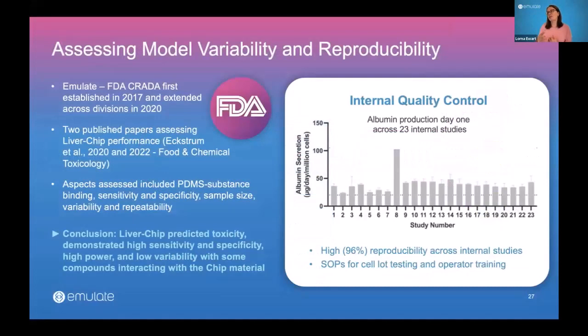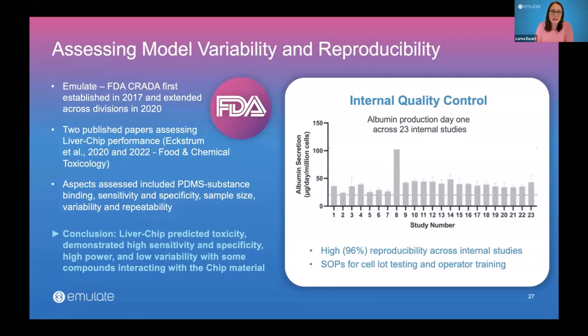And in the last few slides, I just want to turn then to thinking about what else is important to drive adoption. It's thinking about model variability and reproducibility. And on the left-hand side of this slide, I'm citing 2 papers that have been published by the FDA. It's in the food side of the Food and Drug Administration. And this was a result of the first CRADA that Emulate had with the FDA, which was established in 2017. We've since established a second CRADA. We've extended it to finish in 2024, and it now encompasses CEDAR, CBER, CVM, as well as NCTR.